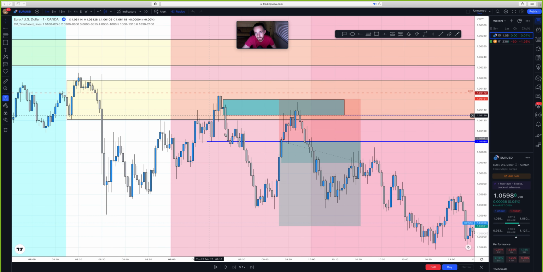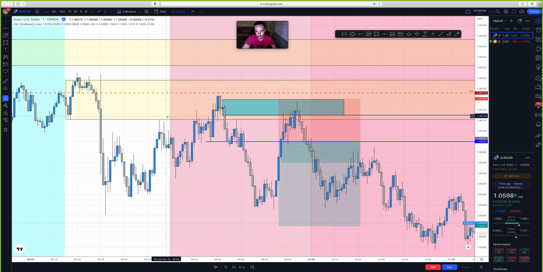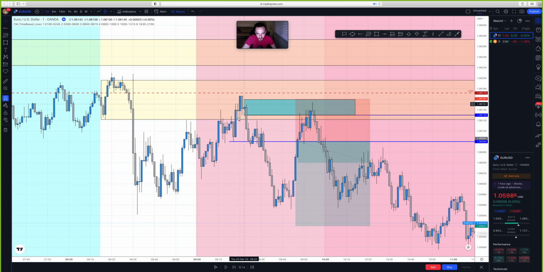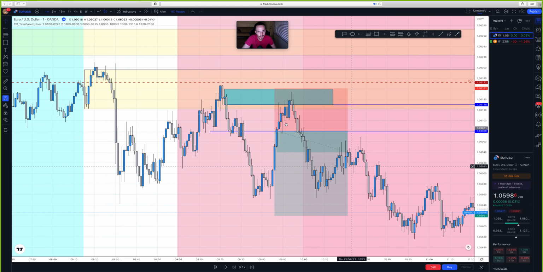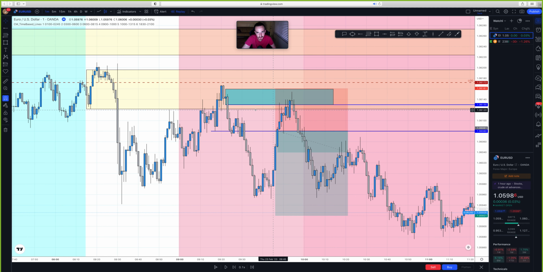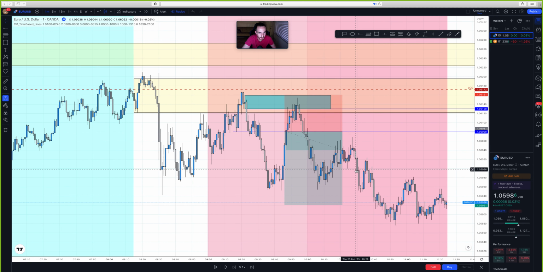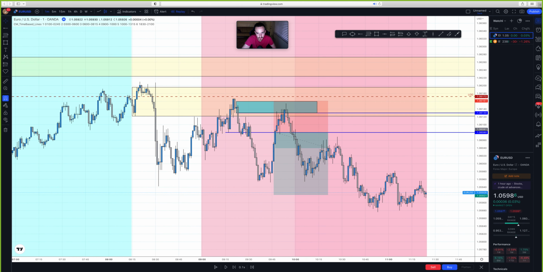What do I mean by that? Like here, for example, we touched this M5 supply and I waited for this M1 confirmation here to retest. I noticed as soon as price pulls back into this area, literally to this supply that was created right here, that's where the movement came into the downside.